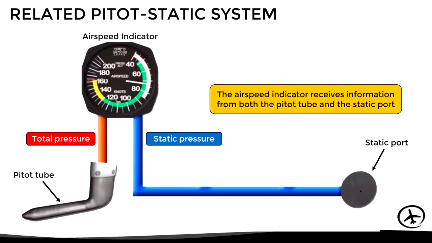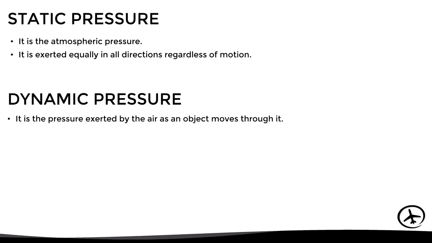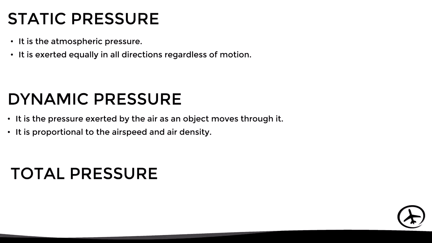words, atmospheric pressure. In order to understand why the airspeed indicator needs these two types of pressure, we must first review their definitions. As we said in the previous video about the pitot static system, static pressure is the same as the atmospheric pressure, and it is exerted equally in all directions, regardless if the object is moving or is still. On the other hand, the dynamic pressure is the pressure produced by the air when an object moves through it, and it is proportional to the speed and air density. So in other words, the faster we move, the higher the dynamic pressure, and vice versa. Finally, the total pressure corresponds to the sum of static and dynamic pressure.